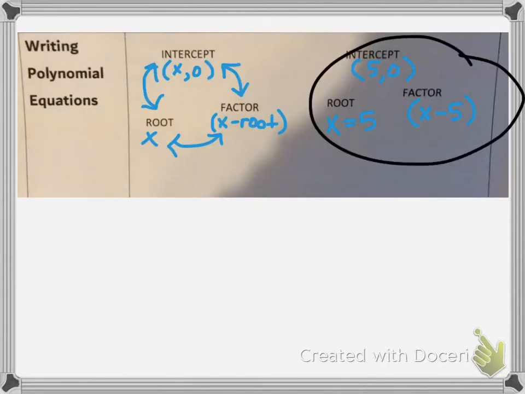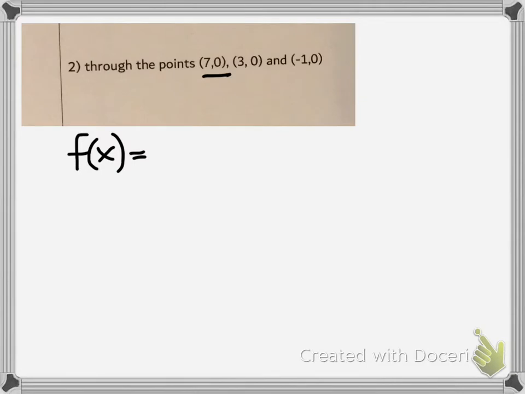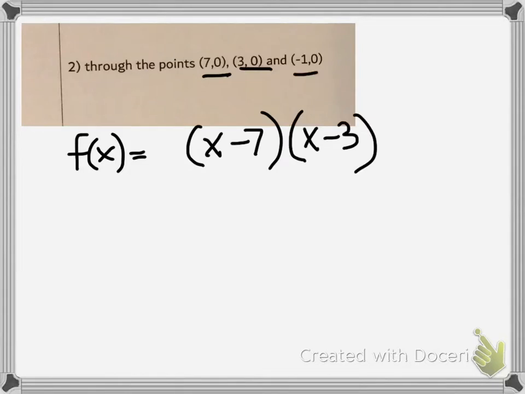We can be given a root and we get a factor. We can be given an intercept and we get a factor. They have the same relationship anyway. So when we had the 7 here, that gave us a -7. When we have a 7 here, that's going to give us a -7. So we've got x minus 7. Now I've got a root at 3. So x minus 3. And I have a root at -1. So x plus 1.